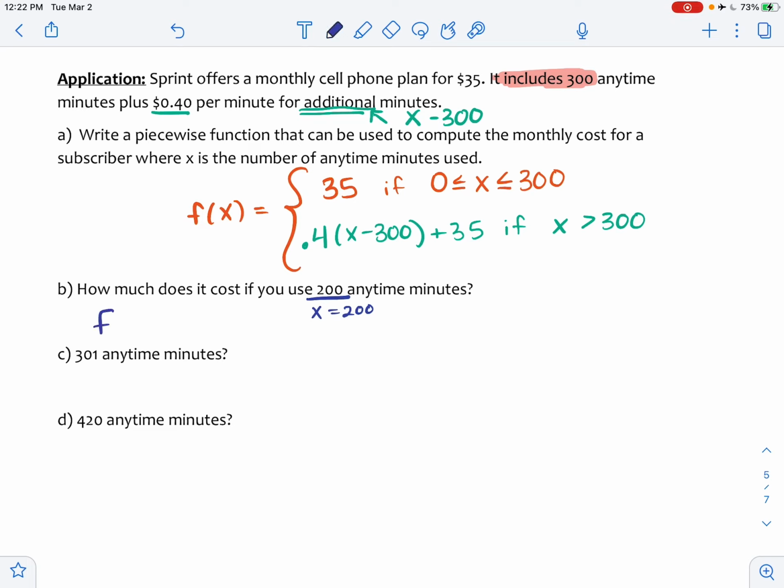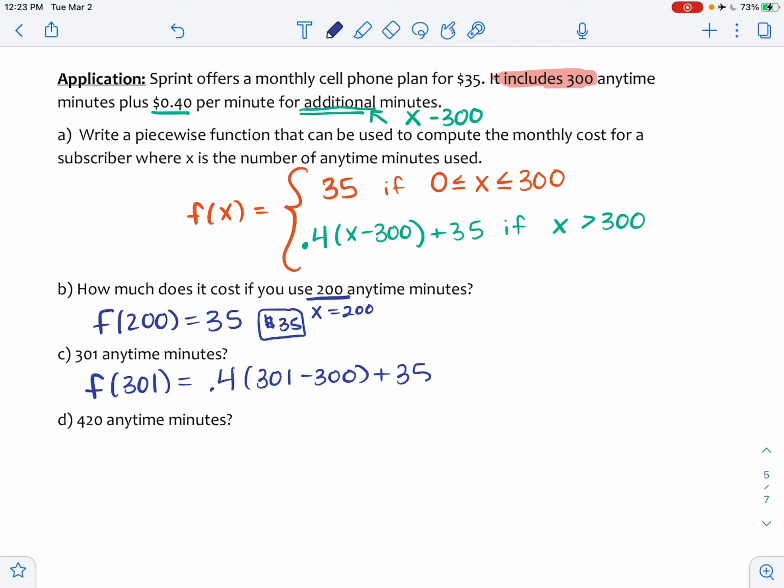So I'm going to write f of 200. So when I plug in 200 for x, it is 35. So it only costs you $35. What if you use 301 anytime minutes? So now I'm looking for f of 301. 301 is greater than 300. So this is where I have to use the second equation. I'm going to plug in 301 for x. So I'm going to have 0.4 times 301 minus 300 plus 35.